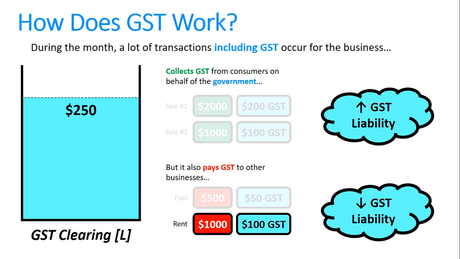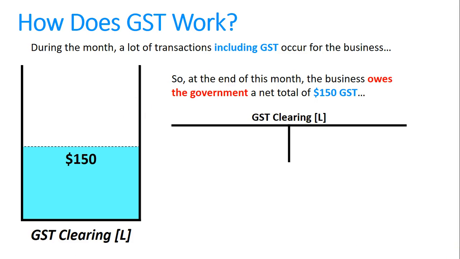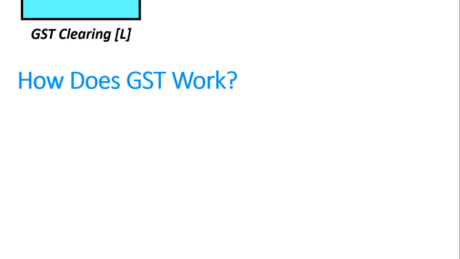What if they also paid their rent? $1,000 plus $100 GST. Well, again, the water level will go down from $250, and now they'll only owe the government $150. And that's all GST is. At the end of the month, in this case, this business owes the government $150, and that would be a credit, which increases a liability.